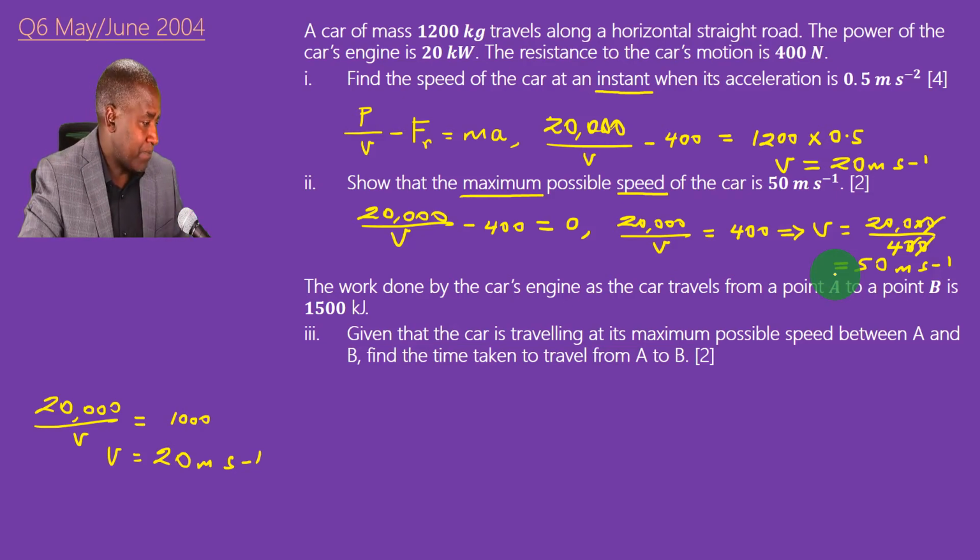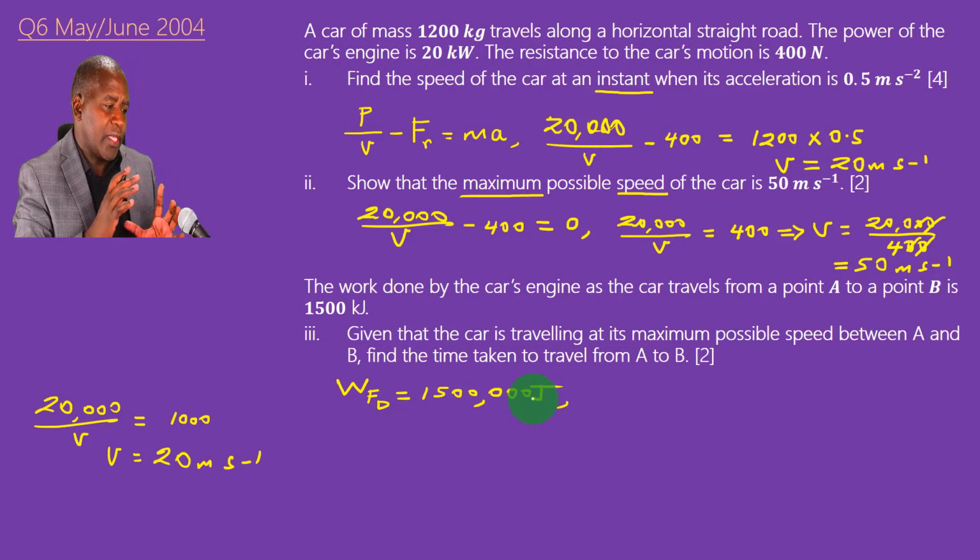Okay, let's look at the third part. The work done by the car's engine as the car travels from point A to point B is this. So we can straight away look at this. The work done by the driving force is 1,500 kilojoules. So it is that much.